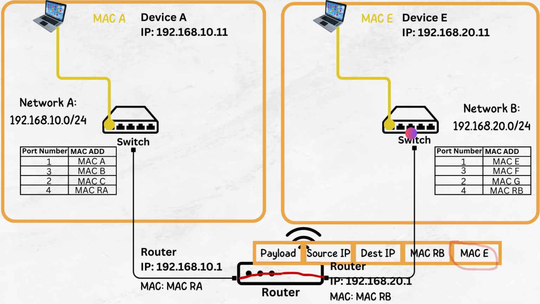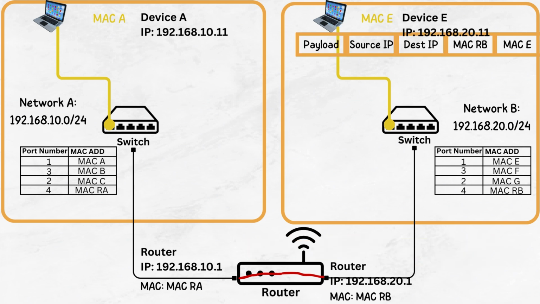Device E receives the ARP request and responds with its MAC address. The router now updates its ARP cache with the IP address 192.168.20.11 and the MAC address of device E. The router sends the packet to switch B, which then forwards it to the correct port where device E is connected, based on the switch MAC address table.